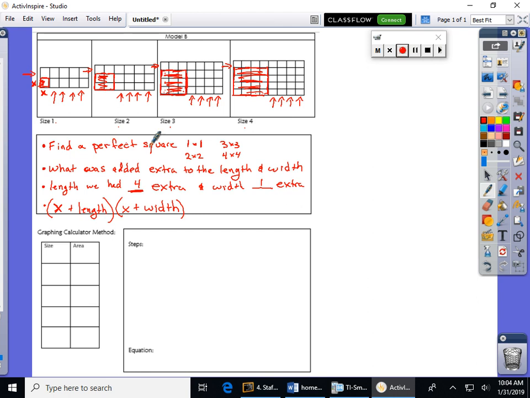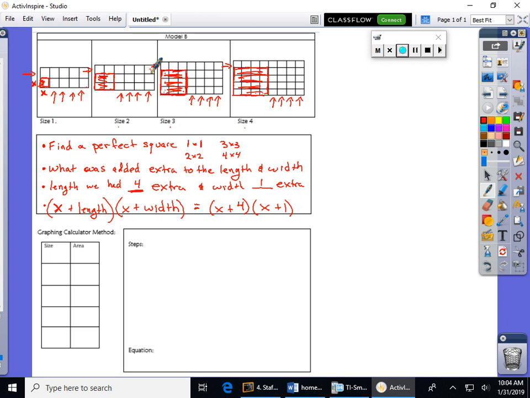So we find our perfect squares. Then we determine what was added to the length and the width. So we had 4 extra, 1 extra, and it's going to be x plus the length, x plus the width. So our answer for this one is x plus 4 for the length and x plus 1 for the width. Now that is looking at when you're given rectangles, because you can find the perfect squares in the rectangles.